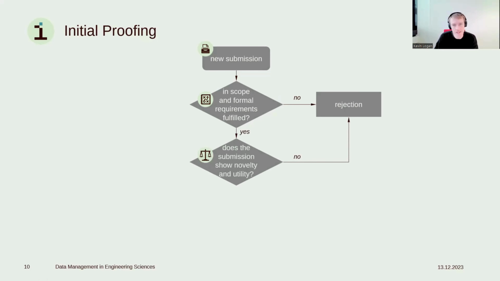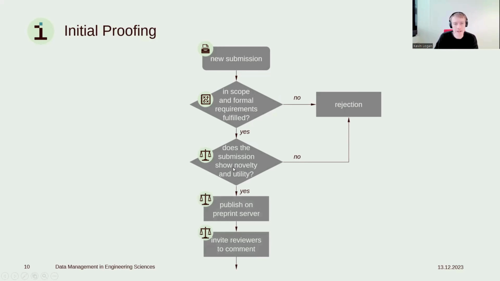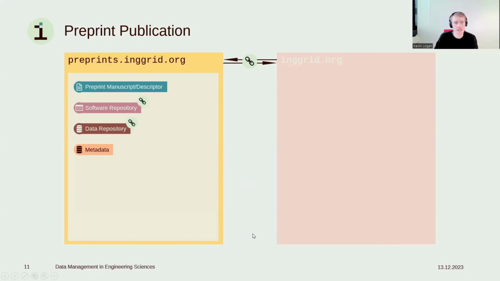If it does, then it gets passed on to a topical editor who checks novelty and utility of the publication. And then if all of this is given, it gets published on the preprint server. And the topical editor also invites reviewers then to submit review comments. So at this stage of the review process, you will find your manuscript, possibly a link to the software repository, possibly a link to the data repository, unless it's a software or data submission. Then it needs to have either one of these two links. And of course, the metadata is recorded.